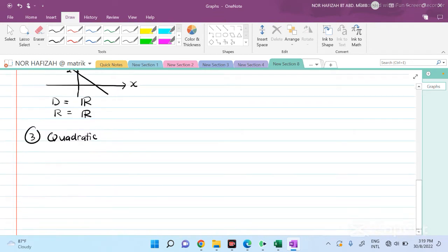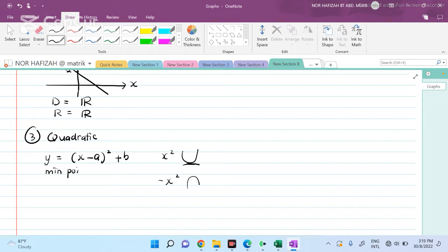Quadratic. Quadratic is x squared. In your lecture notes, x squared is positive. So let's say x minus a, squared, plus b. This is positive x squared, so the graph is smiling. Here it is positive, so your minimum is the lowest value here. For the minimum point, just take x minus a equals 0 to get a, and then b.